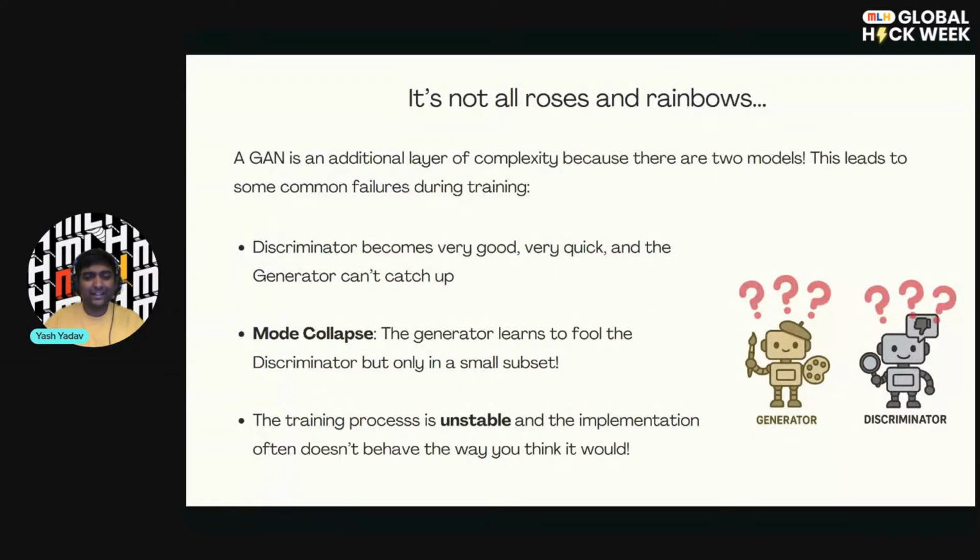This is a very quick thing. The training process again is very unstable because there are two models and both of them have to be trained. So by definition, it's an additional layer of complexity, and that just becomes very weird.